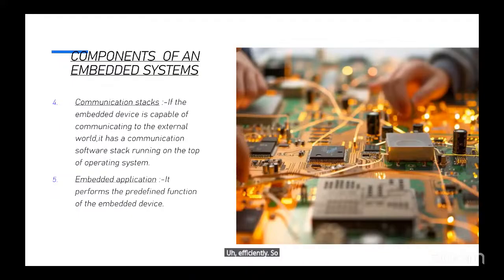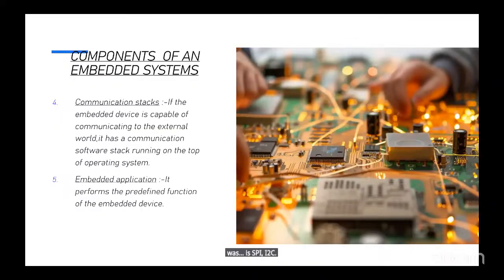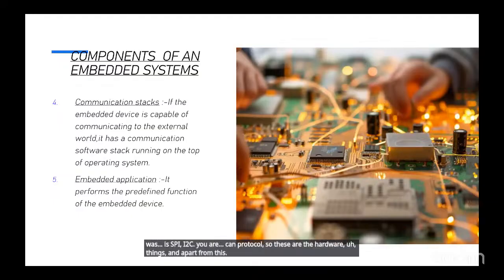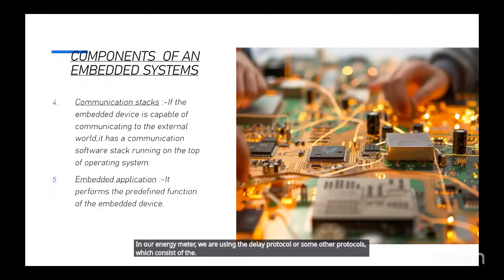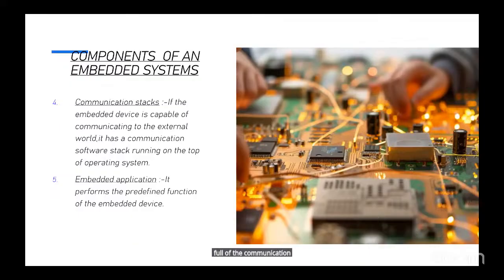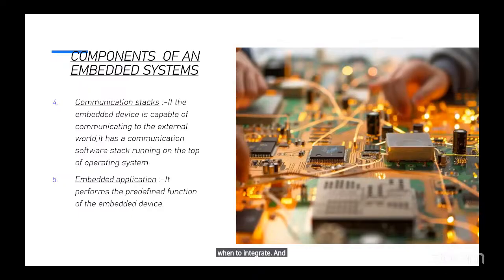Communication stacks could be hardware communication and software communication also. The best examples of hardware communication are SPI, I2C, UART, and the CAN protocol. These are the hardware things. Apart from this, the various software communication stacks could be, for example, in our energy meter, we use the DLMS protocol or some other protocols, which consist of full communication protocols, so that two devices can discuss and understand each other efficiently when integrating and designing any embedded products.